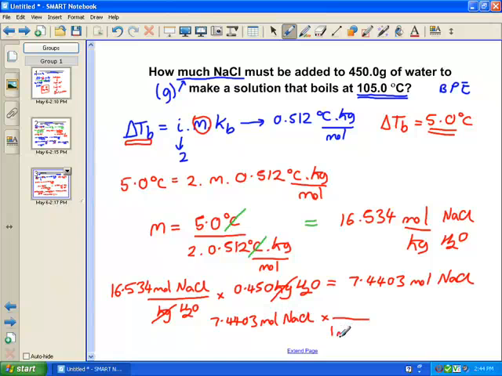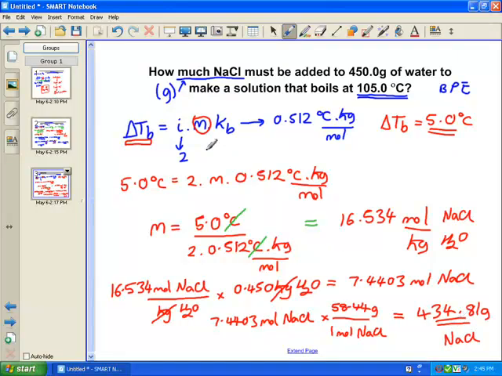We know we have, in this case, 1 mole of NaCl on the bottom. We have 58.44 grams of NaCl on the top, and that gives us an answer, it's actually rather a large answer, of 434.81 grams of sodium chloride. That's what we need to do.